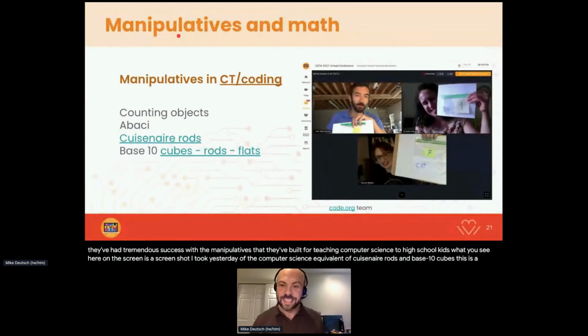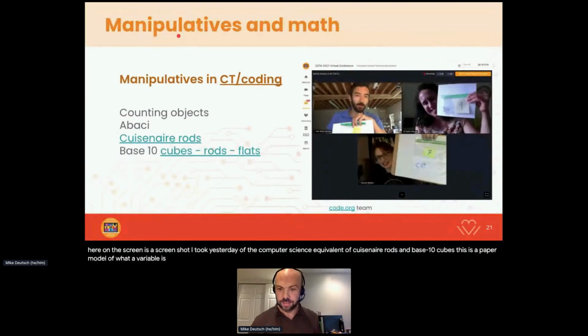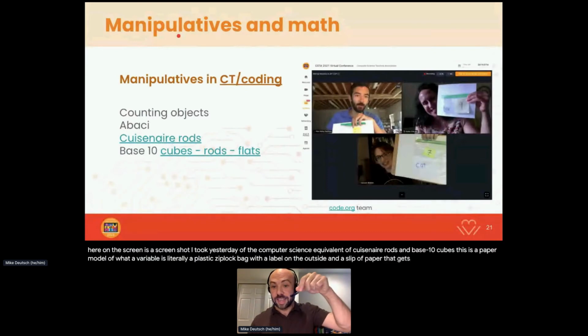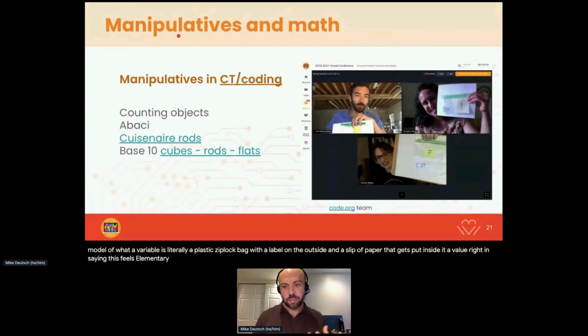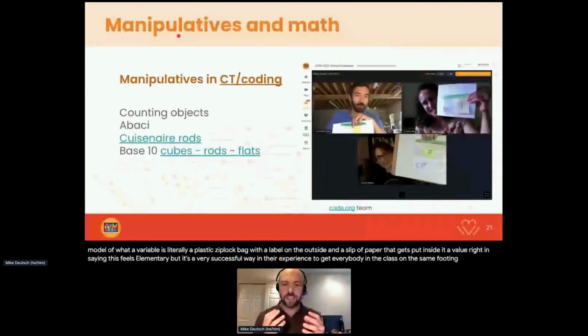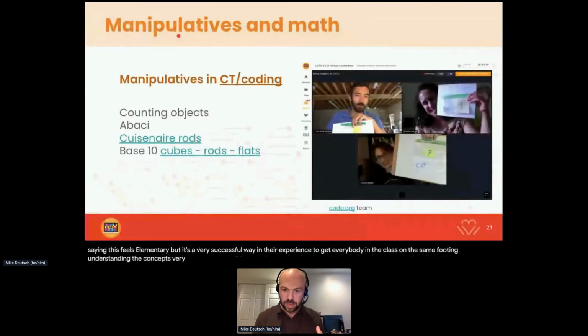What you see here on the screen is a screenshot I took yesterday of the computer science equivalent of rods and base 10 cubes. This is a paper model of what a variable is. Literally a plastic Ziploc bag with a label on the outside and a slip of paper that gets put inside it, a value. They were very upfront in saying this feels elementary, but it's a very successful way in their experience to get everybody in the class on the same footing, understanding the concepts very well from multiple perspectives, and then decoding much, much faster.